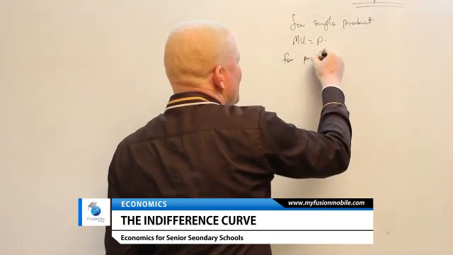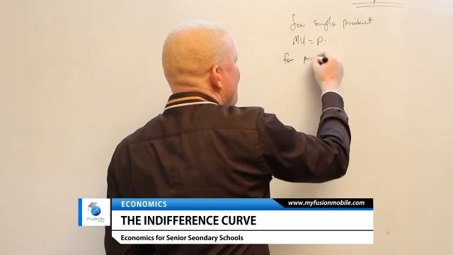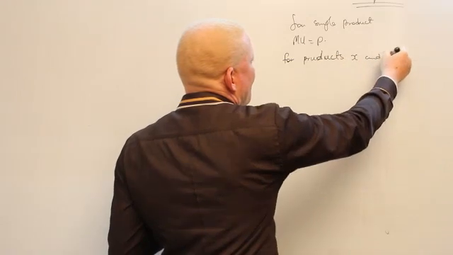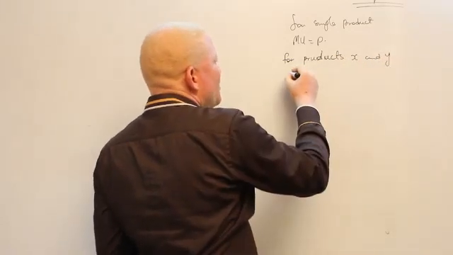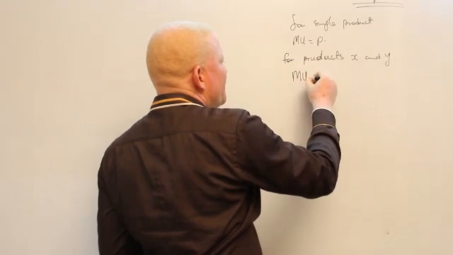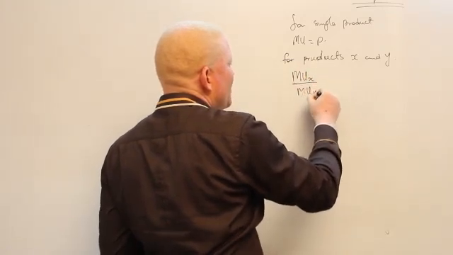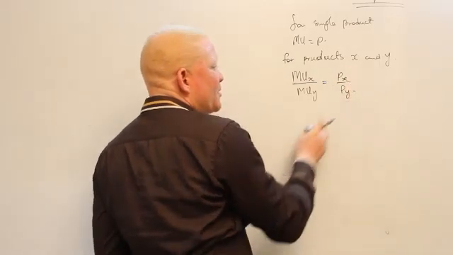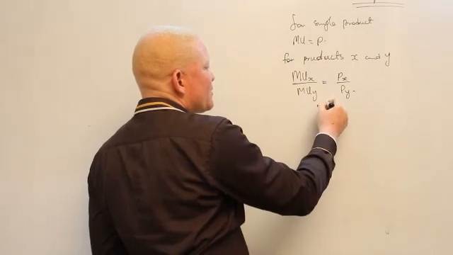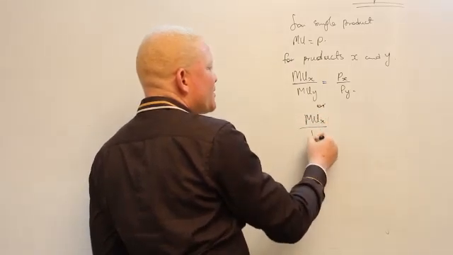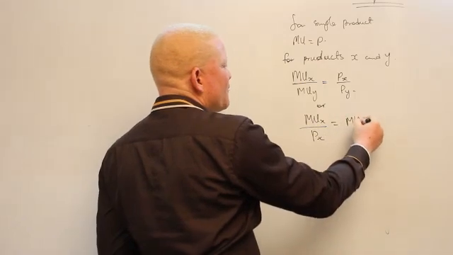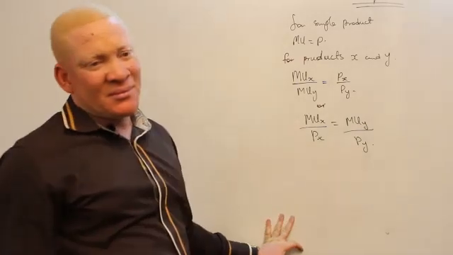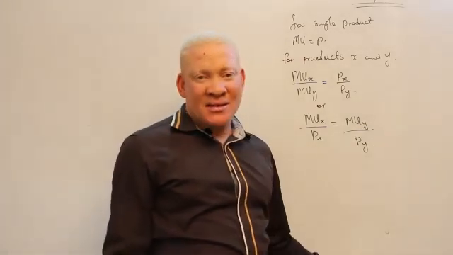For products X and Y, say, equilibrium is attained where you have marginal utility of X over marginal utility of Y equals price of X over price of Y. Or you can rewrite this as marginal utility of X over price of X equals marginal utility of Y over price of Y. Either of these could go according to the cardinalist theory.